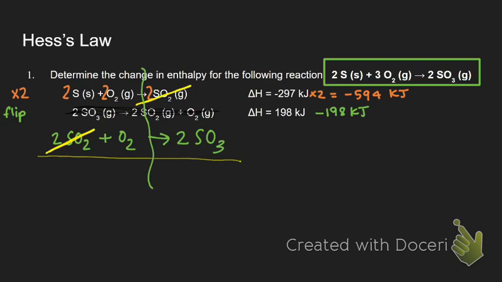So I have 2 sulfurs, plus I have 2 oxygens here, but I have 1 here, so that's a total of 3 oxygens. And I have a product of 2 SO3s. Now this is exactly what I wanted in my overall equation.